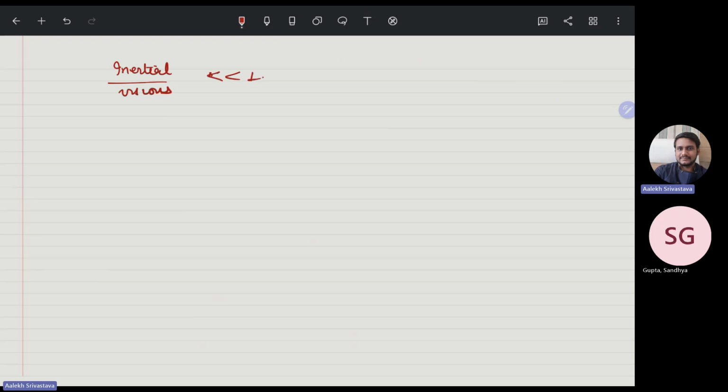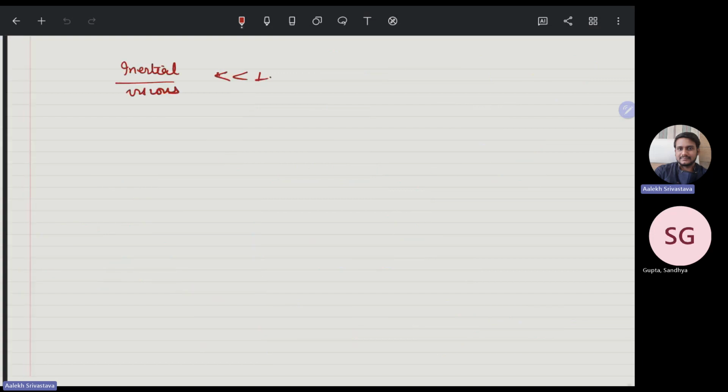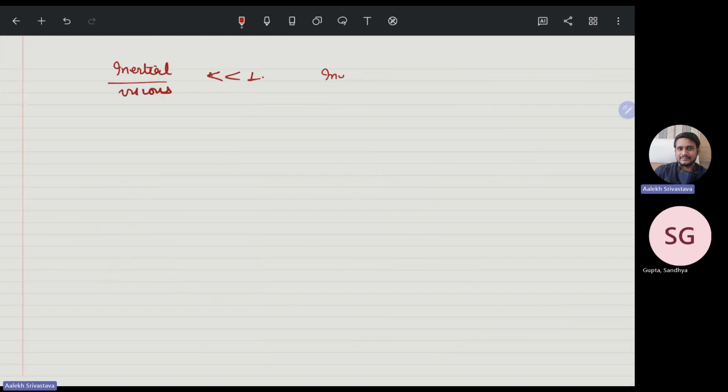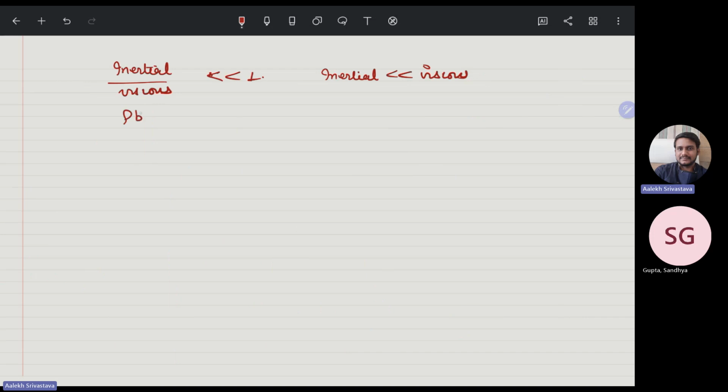Yes, it is much less than 1. That means your inertial term is much less than viscous. So the inertial term can be dropped off, and if you write it, it is rho b raised to the power 4 by omega by mu is much less than 1. So omega is much less than mu by rho b raised to the power 4.